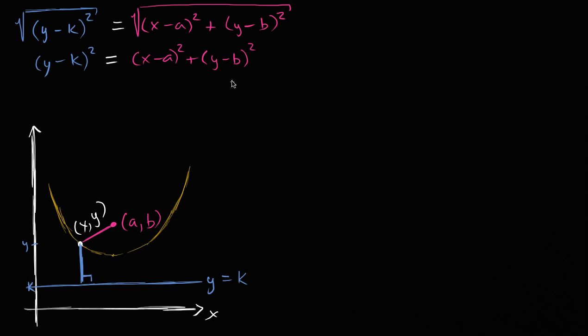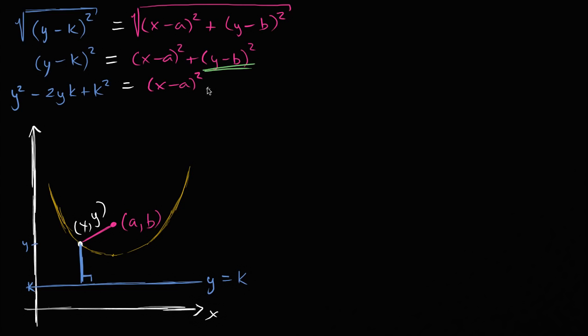So the first thing I might want to do is expand each of these expressions that involve y. This blue one on the left-hand side is going to be y squared minus 2yk plus k squared. And that is going to be equal to, I'm going to keep this first one the same, so it's going to be x minus a squared. And now let me expand. I'm going to find a color.